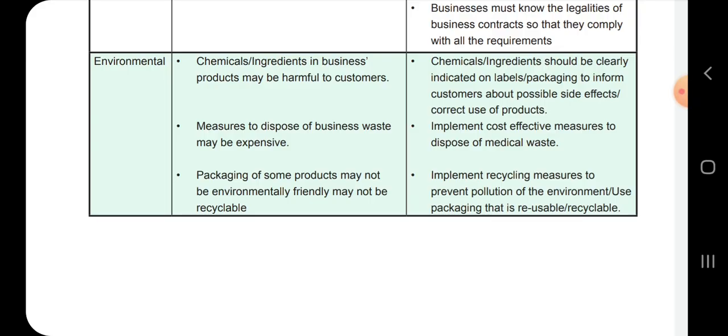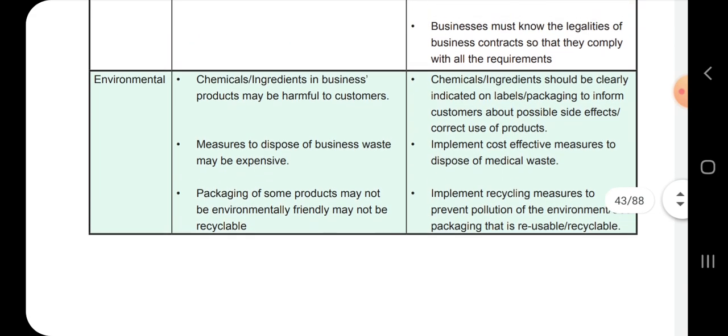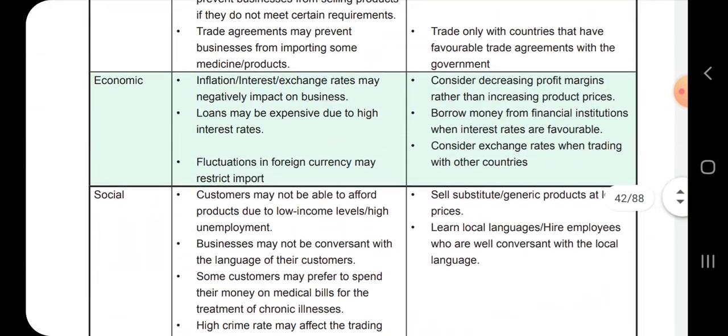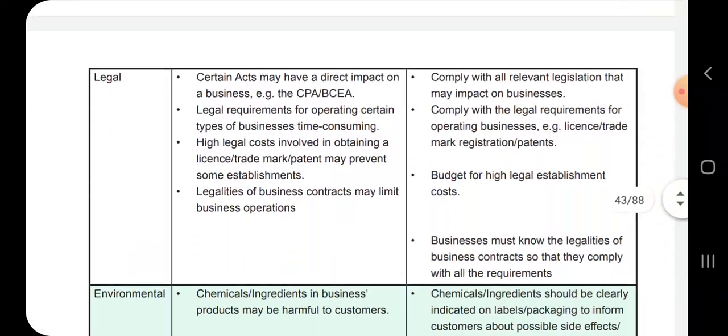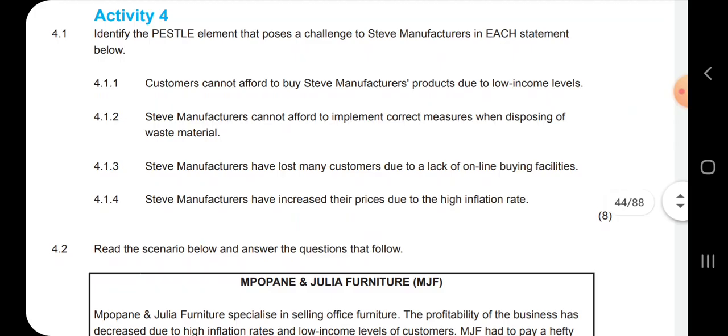Chemicals, ingredients should be clearly indicated on label, packaging to inform customers about possible side effects and correct use of product. And implement cost-effective measures to dispose of medical waste. So that is how you answer with regards to pastel analysis. I hope you understand. Test yourself with activity 4.